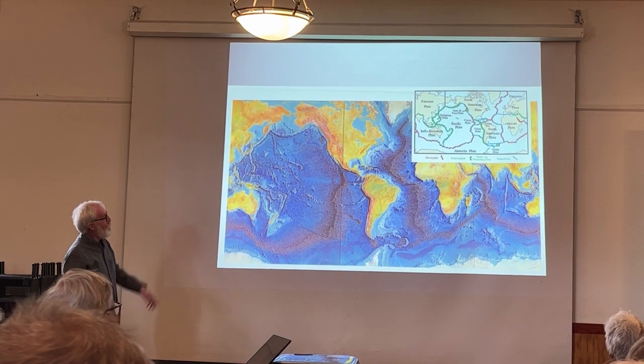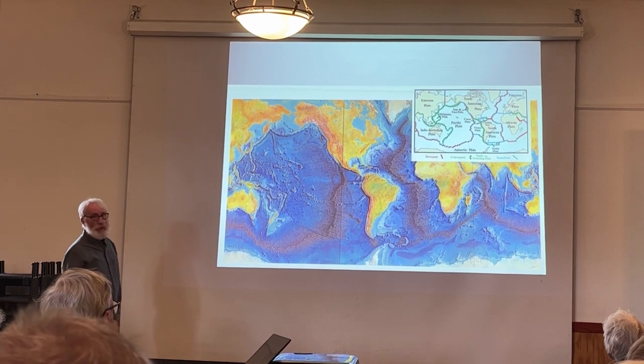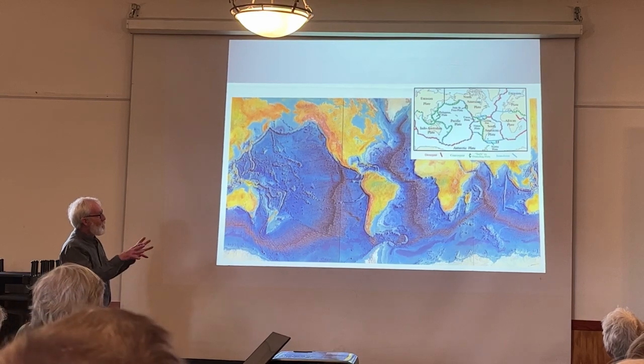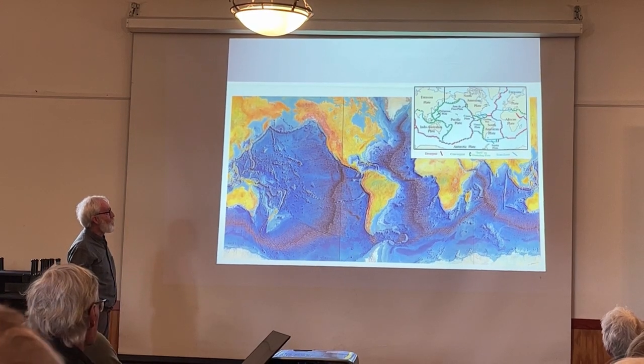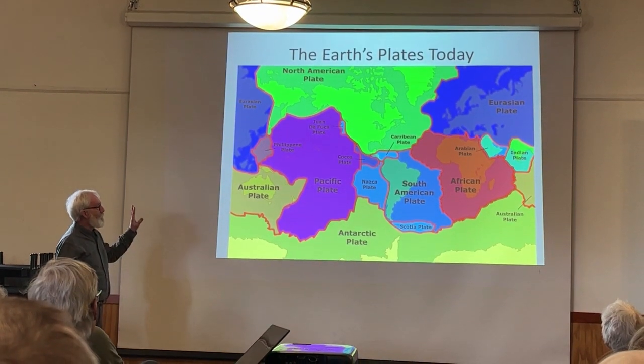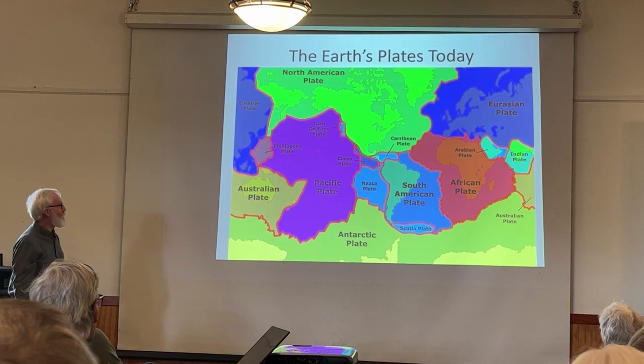And up on the upper right, the green are all subduction zones, and the red are all spreading centers. And that's very generalized because there are some areas that have a lot more complexity. Next, please. There are about a dozen major tectonic plates in the world. Next one.